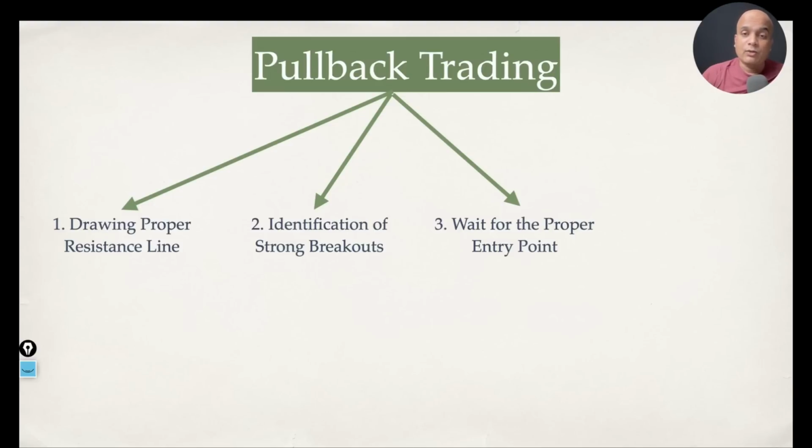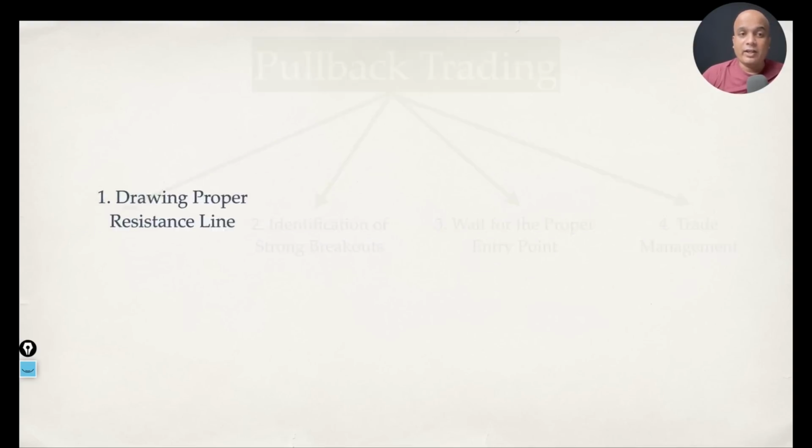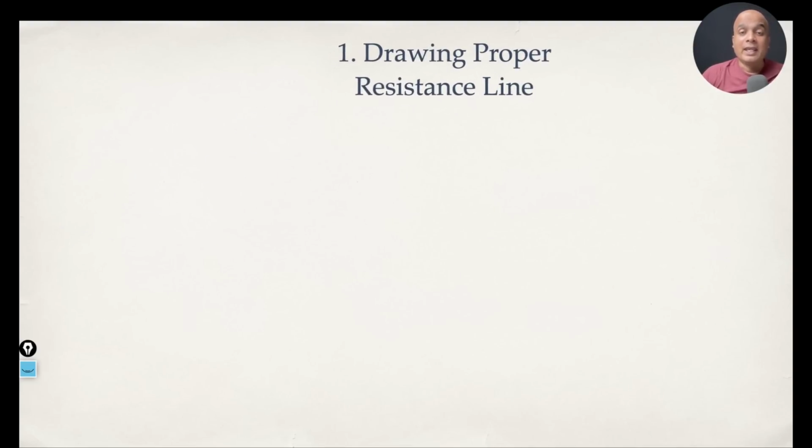Just after the breakout, we should not take the entry. So we need to wait for the proper entry point. And number 4 is trade management after taking the trade. So I will explain one by one. First one is drawing a proper resistance trend line. Again, I have seen many people draw trend lines in any manner, but we should follow certain guidelines while drawing a proper resistance trend line.